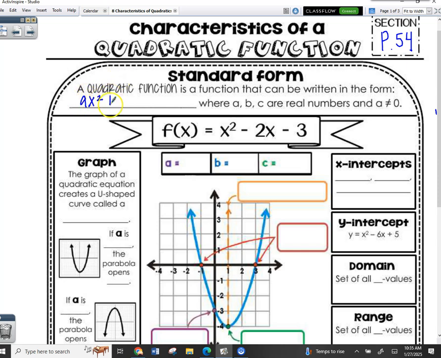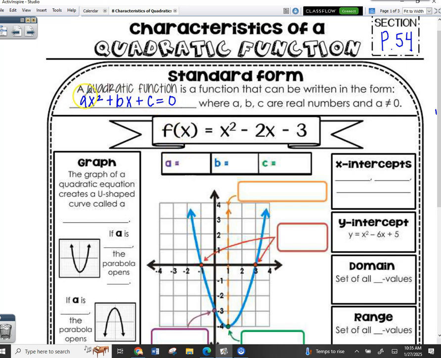AX squared plus BX plus C. Notice the ABC order, and then, of course, equals 0. That is standard form of a quadratic. If I'm writing, you're writing. Right in the same spot. It should be up there at the top. You should see a line.